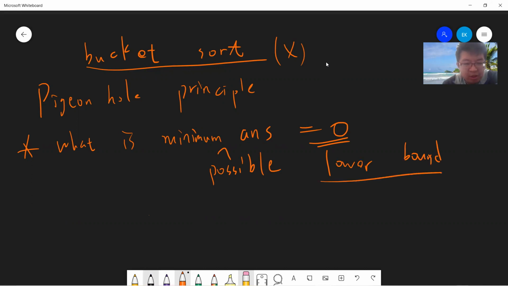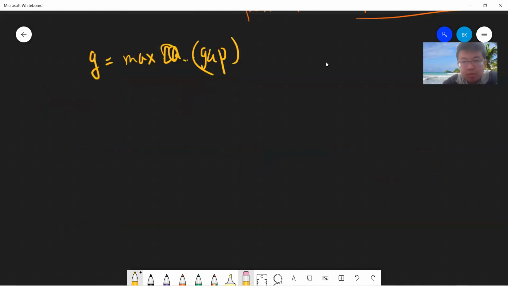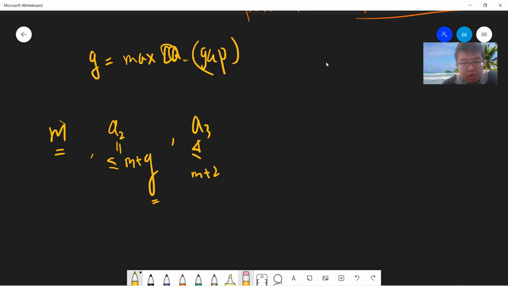Okay, so the idea is that let's say G is the answer, the maximum gap. Then imagine that you sorted the array. The smallest one is M, and the second one, A2, must be less than or equal to M plus G, because G is the maximum gap. And A3 must be less than or equal to M plus 2G, and so on up to the maximum, right?